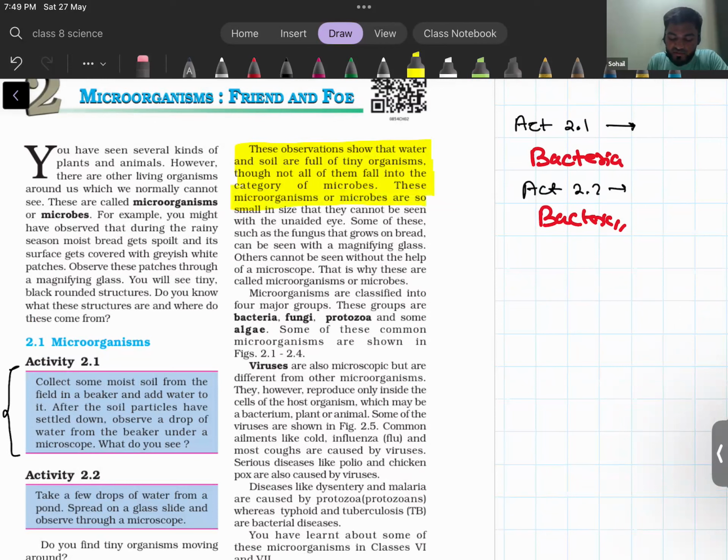These microorganisms, another name for microorganism is microbes, are so small in size that they cannot be seen with the unaided eye. Unaided eye means basically without the use of any tools. Now some of them are fungus that grows on bread, and fungus which grows on bread can simply be observed via a magnifying glass.